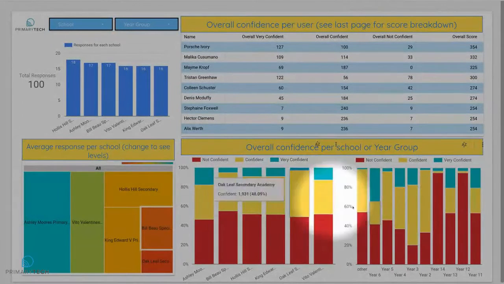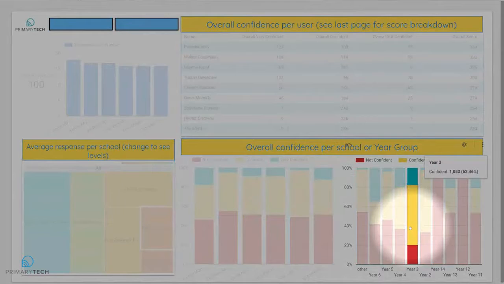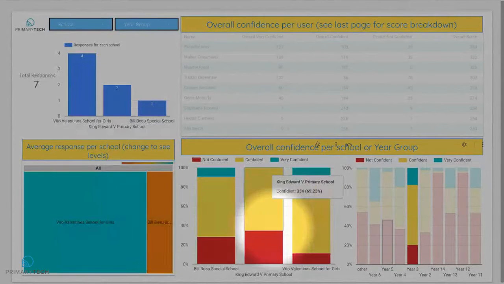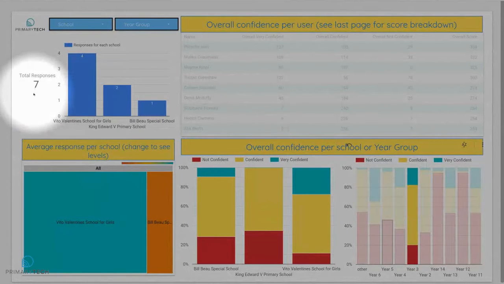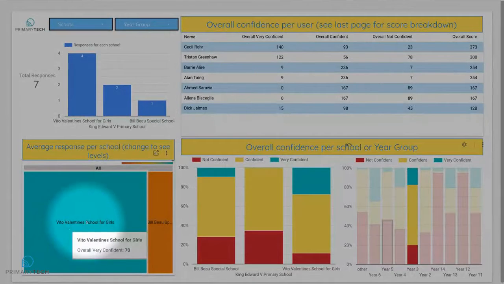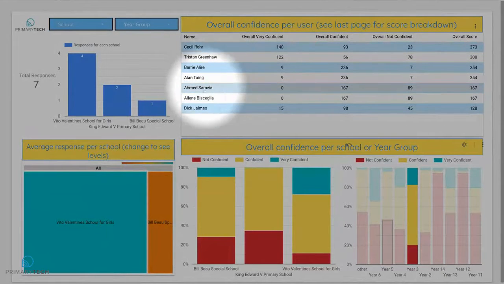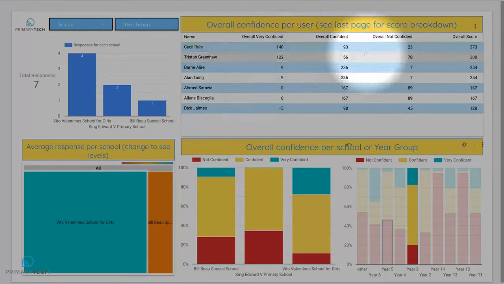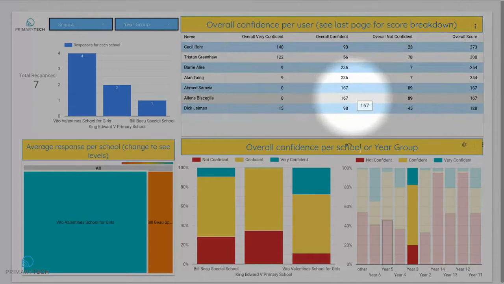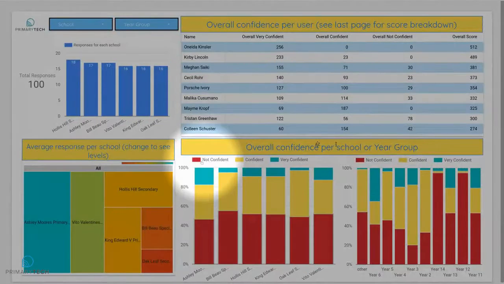So looking at this, if we were to filter, let's filter by, I don't know, year three. And let's see the year three data across all our schools. We can see we had 7 responses from people who teach year three. We can see there that the best year three school is the Vito Valentine School, and we can see the users that have submitted their response alongside their confidence levels and their overall score, which Primary Tech work out.